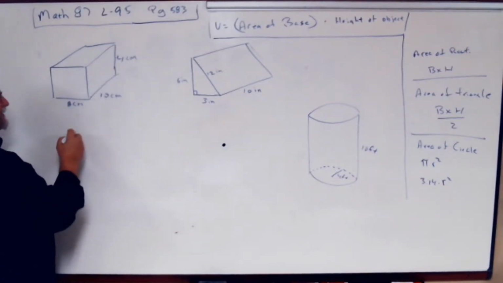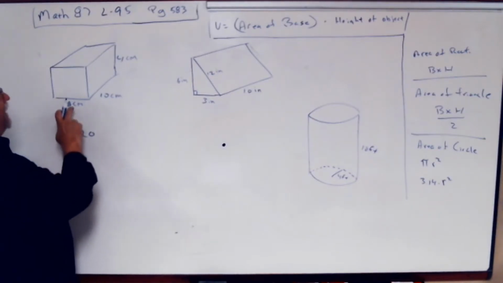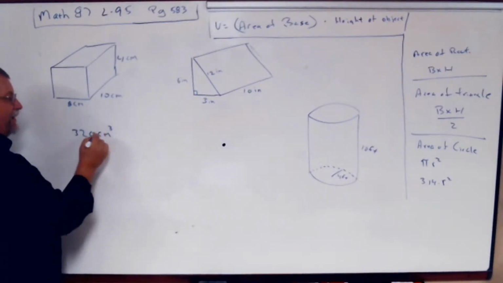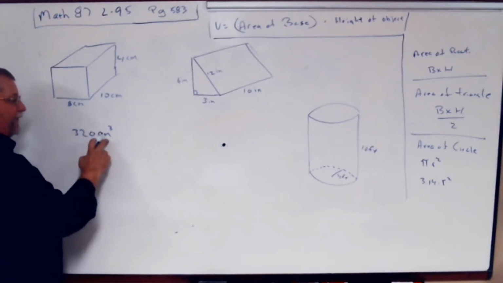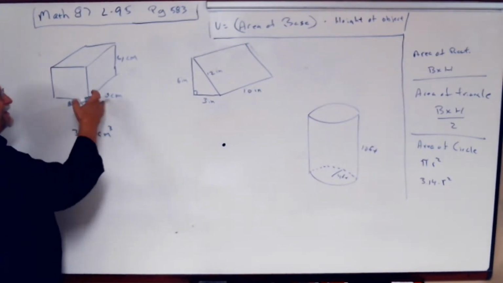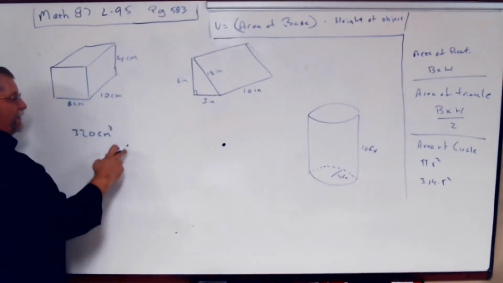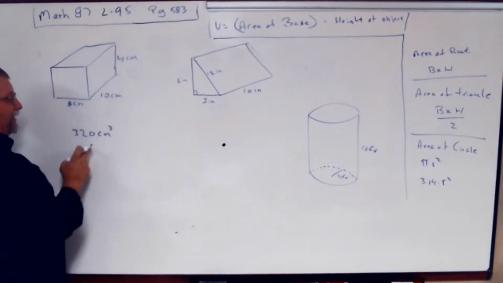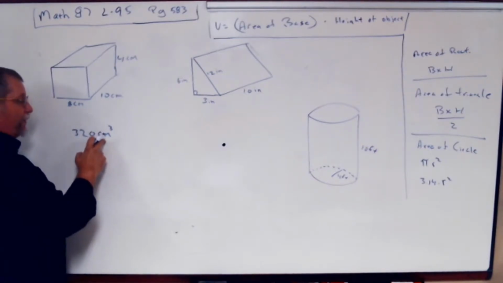8 times 4 is 32. 32 times 10 is 320. And it's centimeters cubed. This has to be on here. That cubed does not go over here. It goes on the measurement. It's centimeters times centimeters times centimeters. That's centimeters cubed. On a rectangular prism, you just multiply the three numbers together, and you have to have the measurement on there. This is part of the answer. If this is not here, I'm going to mark it wrong.